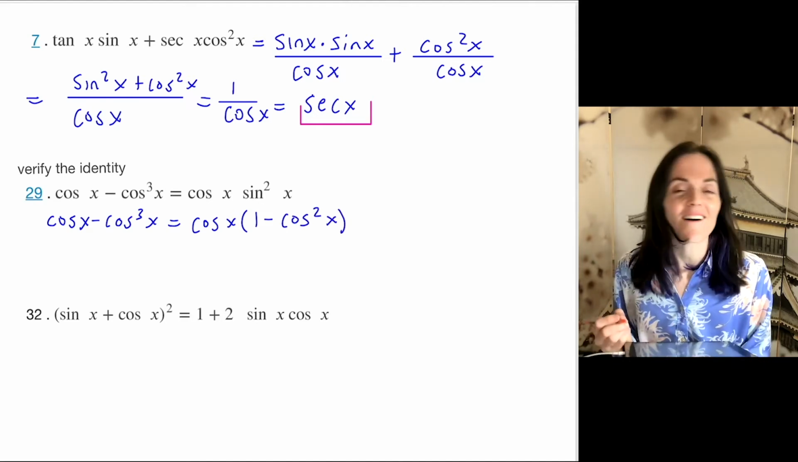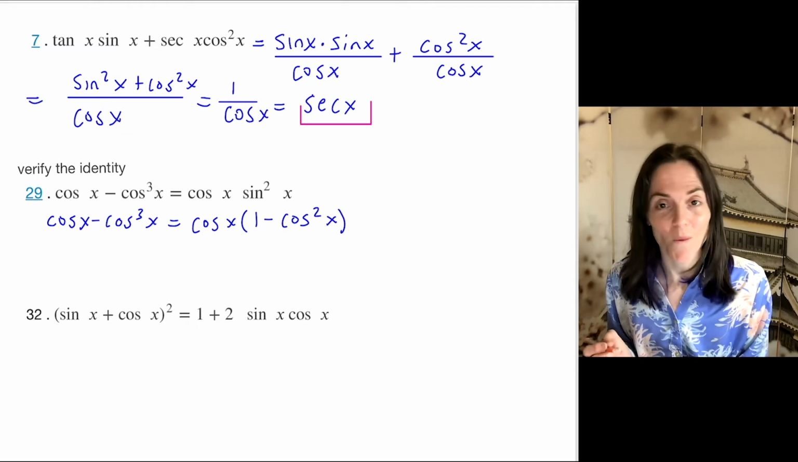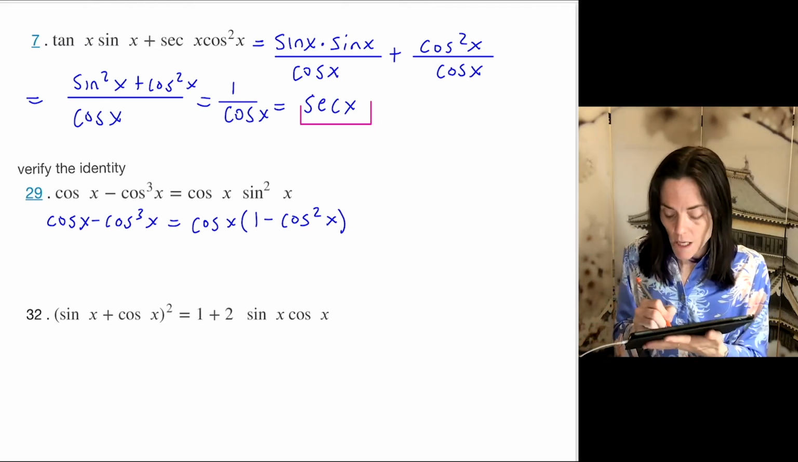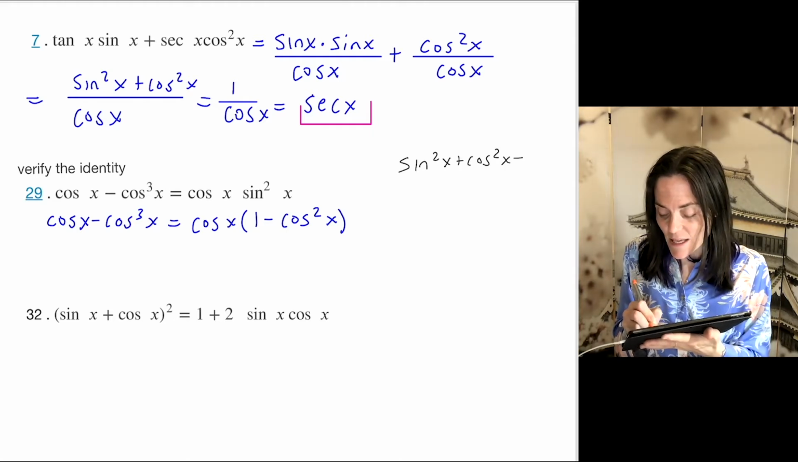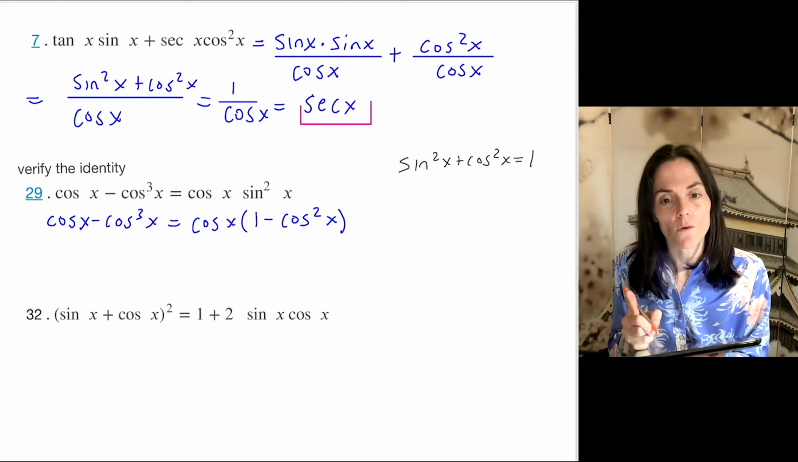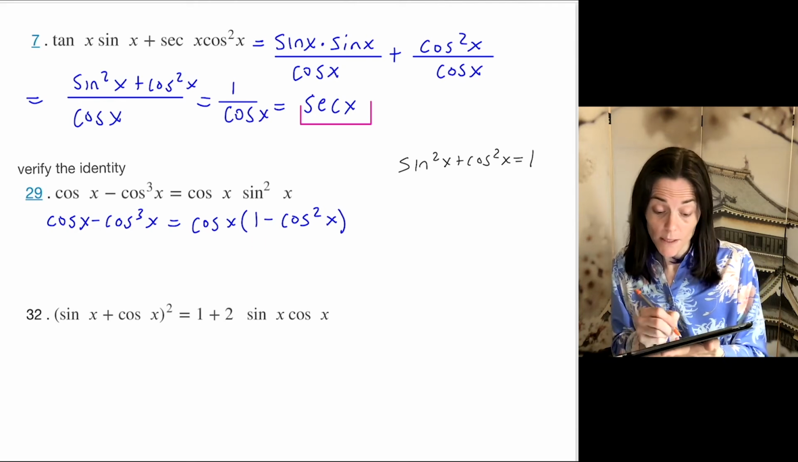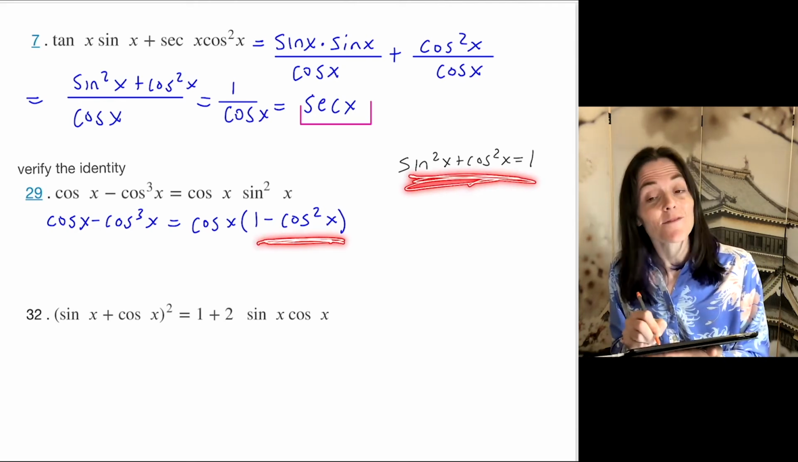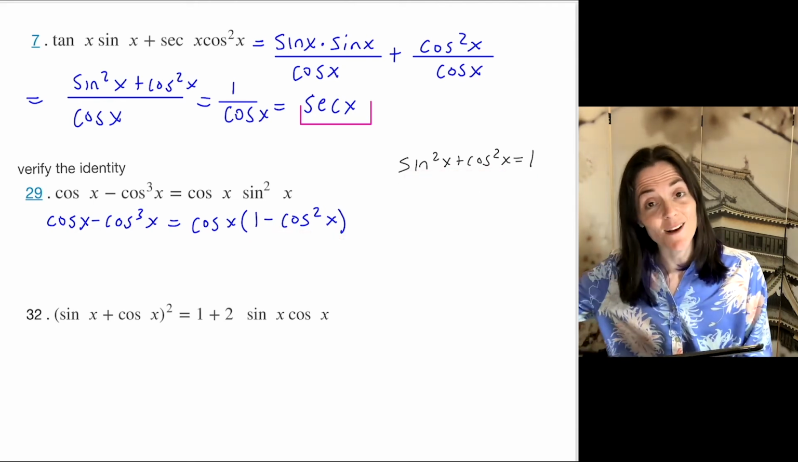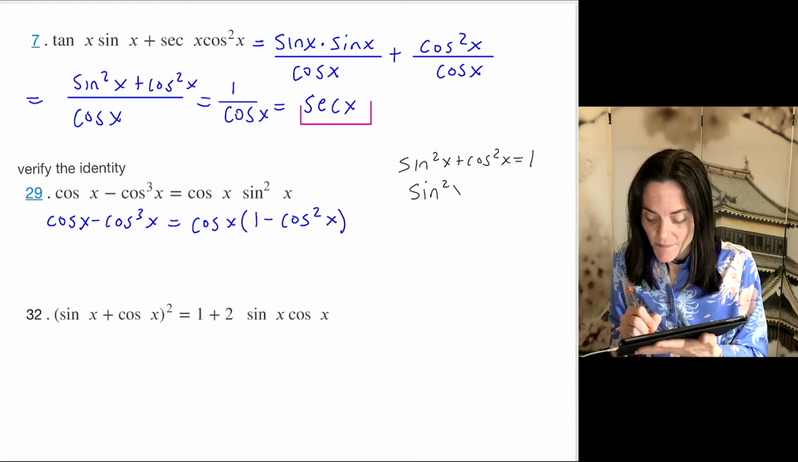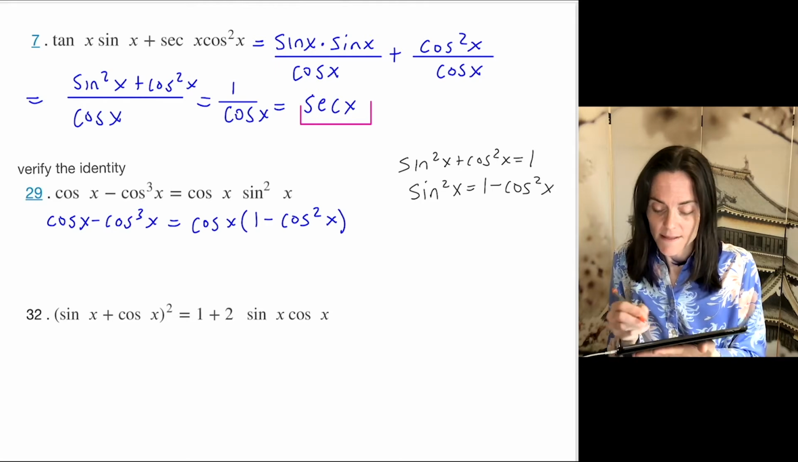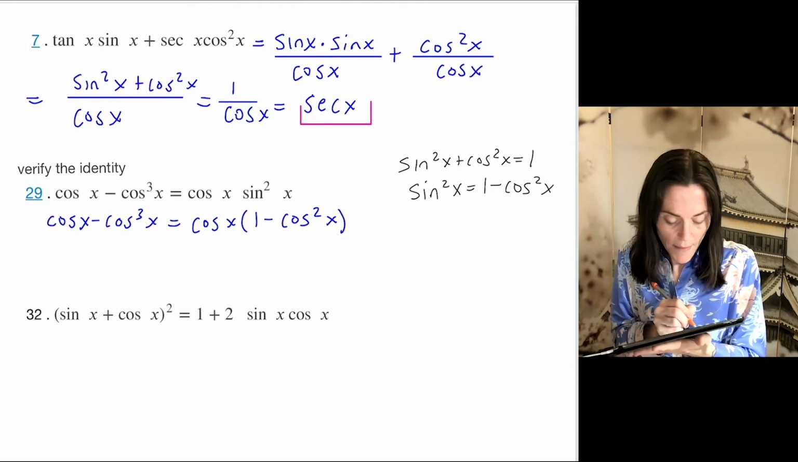Well, if you recall, and we did this in the lesson, but it's wonderful to remind ourselves, we know that sine squared plus cosine squared equals 1. And so I see a 1 minus cosine squared here, and I can get that from this. Just subtract cosine squared from both sides. And so I have sine squared x equals 1 minus cosine squared x. This is what I'm going to do in my next step.